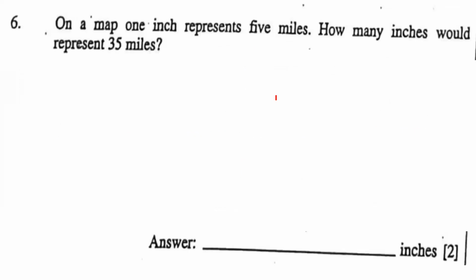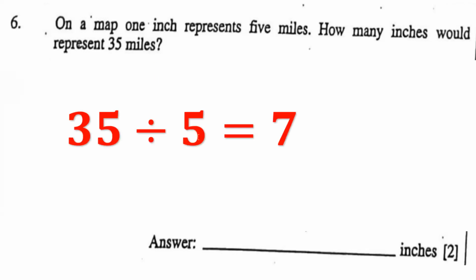Now let's move on to question number 6. Question number 6 says, on a map, 1 inch represents 5 miles. How many inches would represent 35 miles? In order to do this, we must divide. So we have to divide 35 by 5. And if we divide 35 by 5, we get 7. So the answer is going to be 7 inches would represent 35 miles.